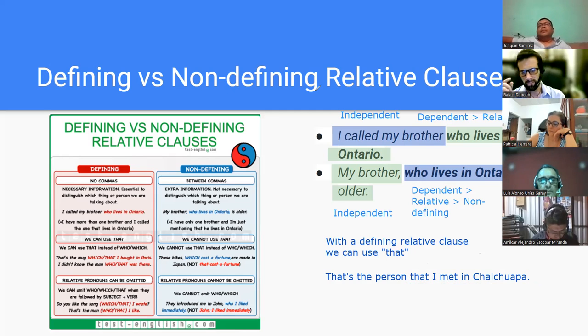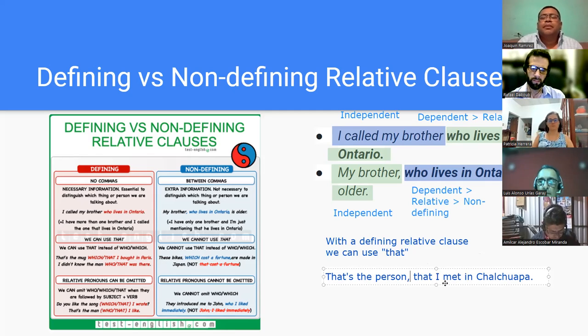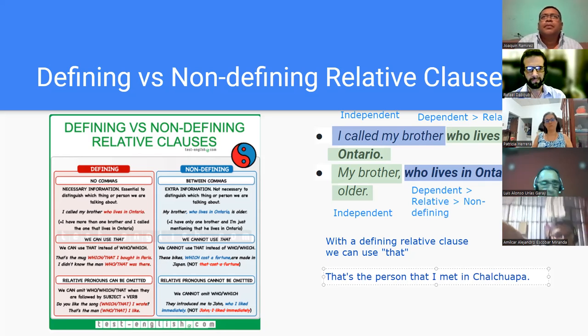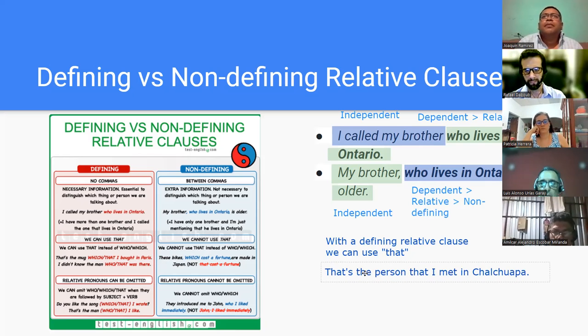How do you know, guys, that this is not going to be a defining relative clause? Because you cannot do this. That's a person, comma, that I made it in Chapa. You cannot do that. Okay? That's a big difference, right? Take a look at this. So we said that this is a defining one, right?